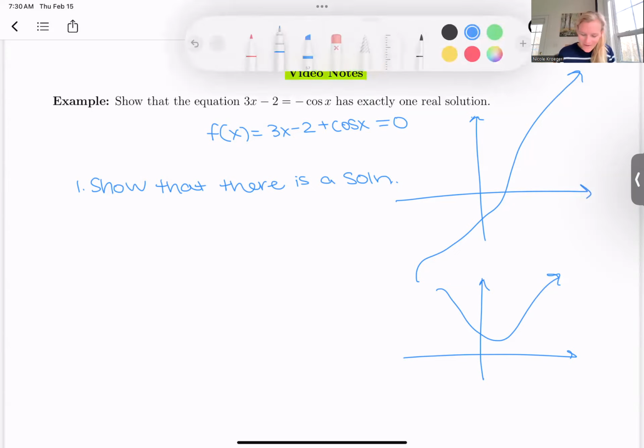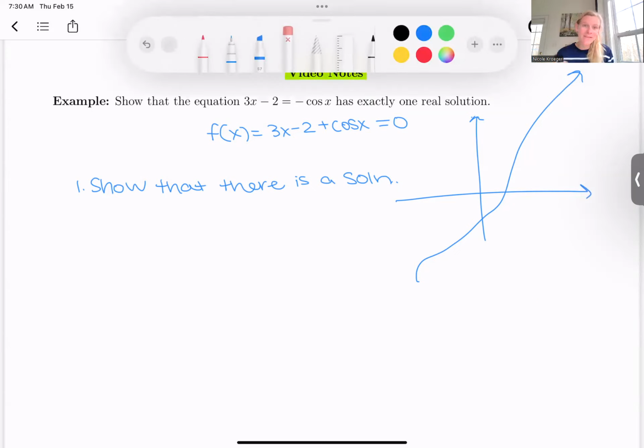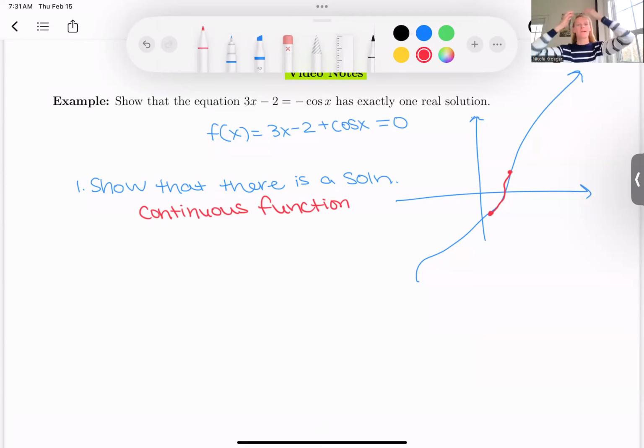And here's the beauty of calculus. We're not really looking for what that solution is. We just have to show that it exists. So if we see this example over here, if this function has a positive value and a negative value, then we're going to cross the x-axis. And that's because this function is continuous, so there can't be any jumps. So we have a continuous function. And let's try and find an x value that will make the y value positive and an x value that will make the y value negative, okay?